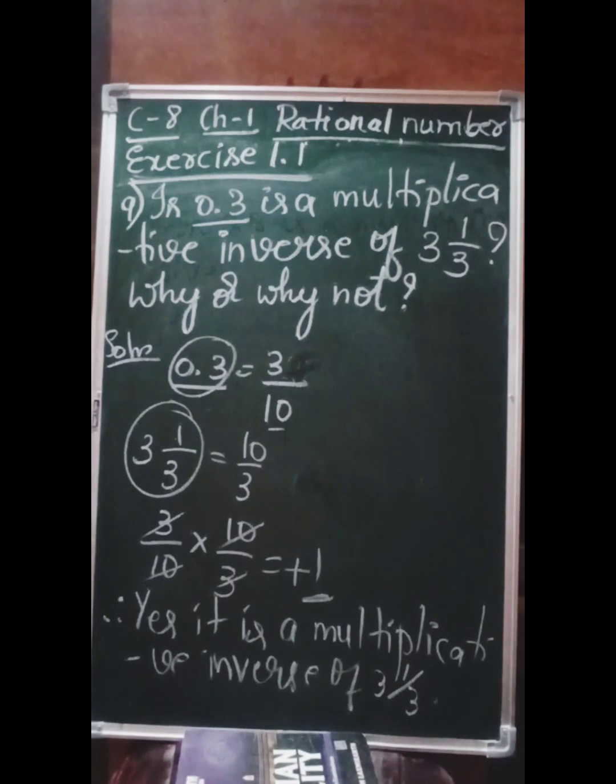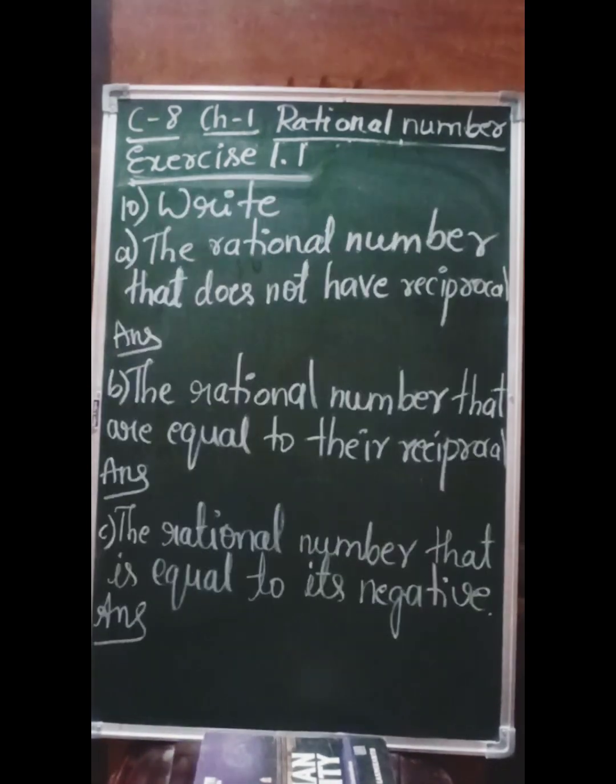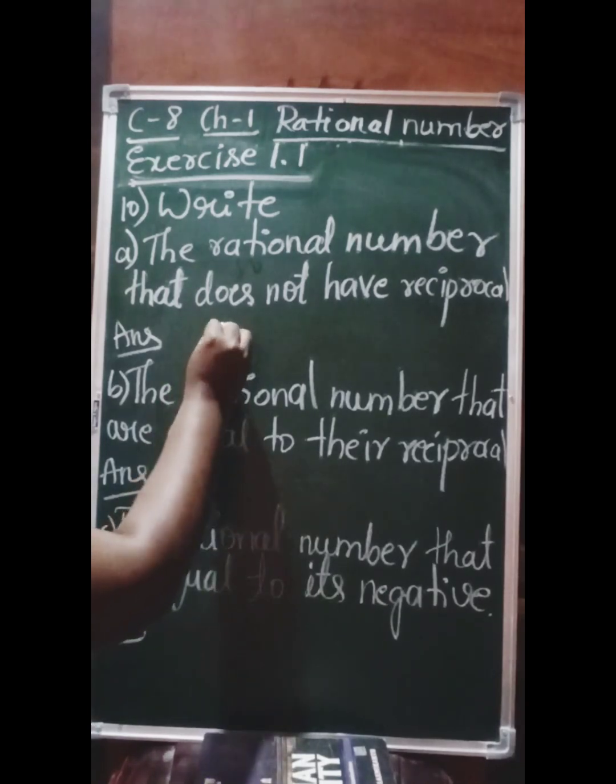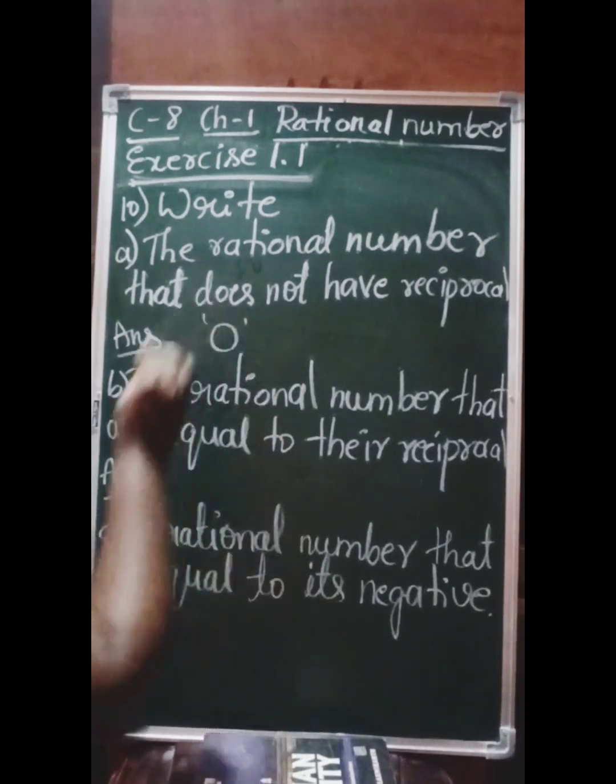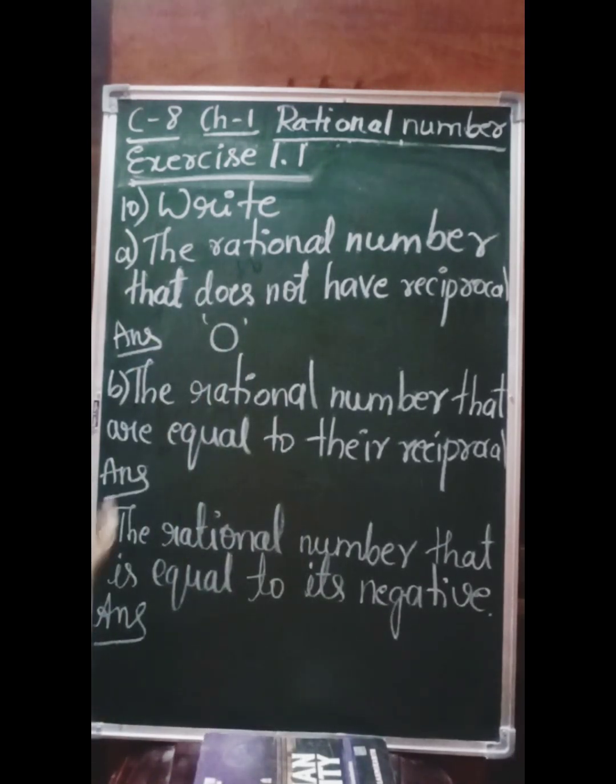Now come to the 10th one. The last problem is: write the rational number that does not have a reciprocal. If you consider any natural number, whole number or any other integer, you have a reciprocal. But if you consider 0, 0 doesn't have any reciprocal. 0 is the answer for that.